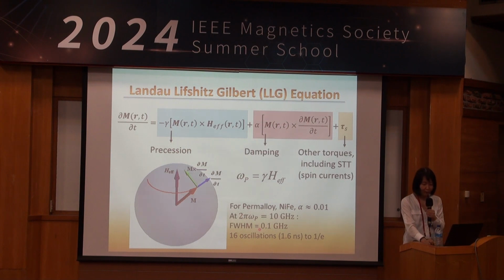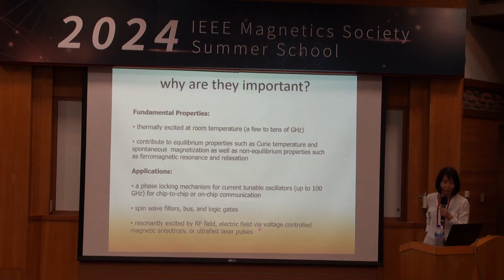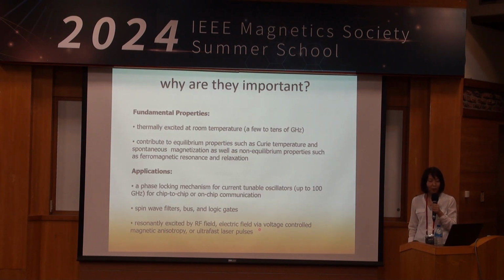Okay? So then why are we interested in magnons? First of all, because magnons at a few gigahertz or tens of gigahertz are thermally excited at room temperature. If you take the Bose equation, you calculate the occupancy number, and you can find out that at room temperature, the occupancy number for a gigahertz magnon is on the order of 40. So they're thermally excited, and as such, they contribute to both equilibrium property and non-equilibrium property. And therefore, it's important to understand their presence and how they influence different spintronic applications.